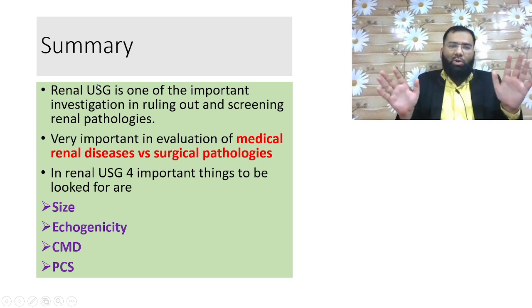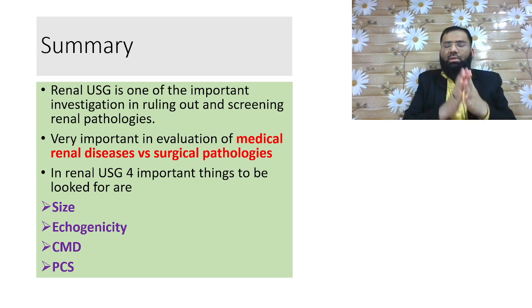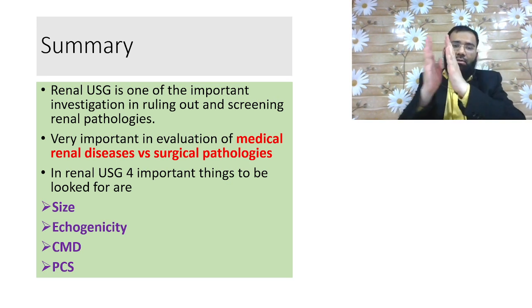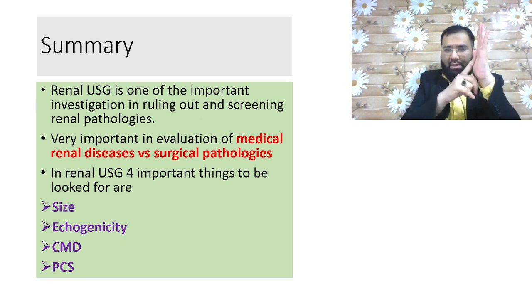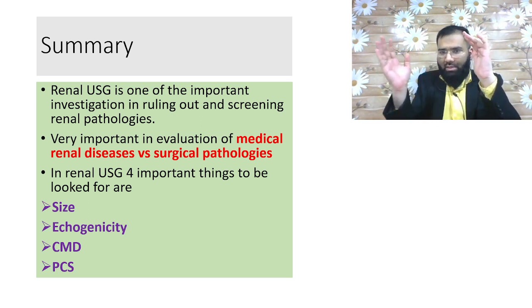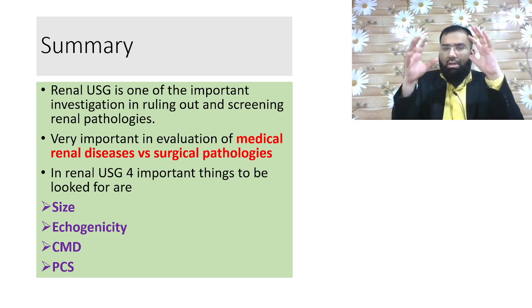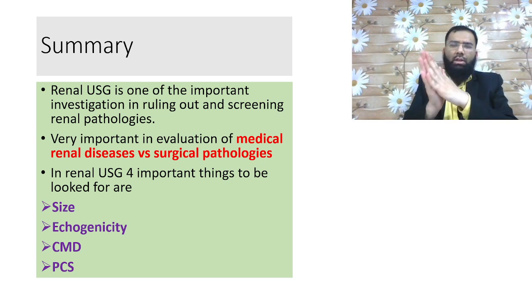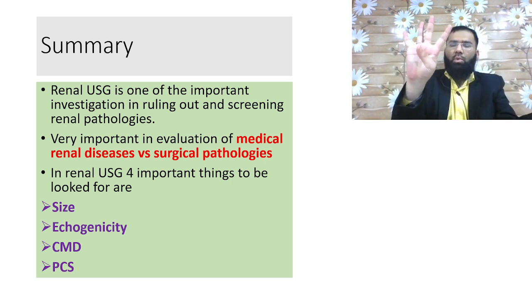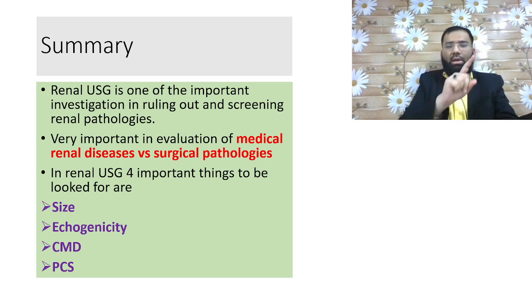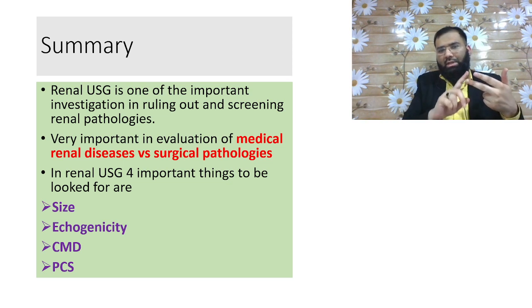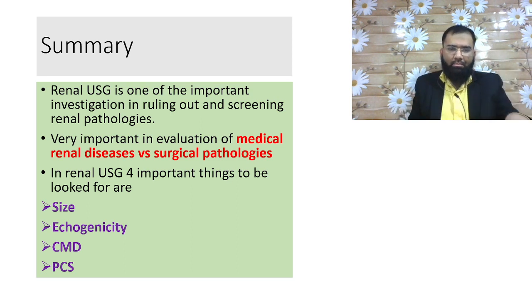To summarize as a whole, USG is one of the very important tools which helps in ruling out various renal pathologies and helps to screen the renal pathologies. Most importantly, we can differentiate medical renal disease, that is AKI, CKD, versus surgical pathologies, that is renal calculi or stones or masses, which we shall discuss later in detail. In renal ultrasound, four important things are to be looked for: the size of the kidney, the echogenicity, the CMD, that is corticomedullary differentiation, and the PCS, which is the pelvicalyceal system. Thank you.